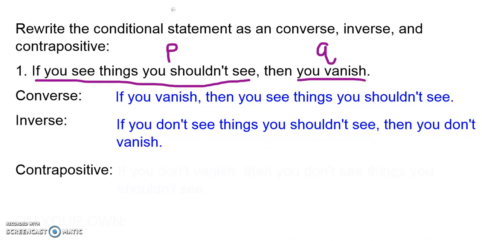So sometimes the inverse is true. Sometimes these are true. We would assume probably that if you vanish when you see things you shouldn't see, then if you don't, you probably won't need to vanish either.